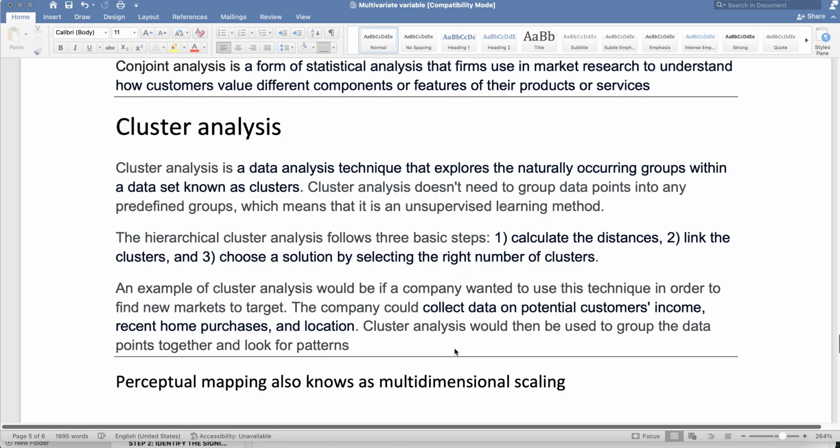Hierarchical cluster analysis follows three basic steps. Number one, calculating the distance. Second, linking the clusters. Third, choosing a solution by selecting the right number of clusters.